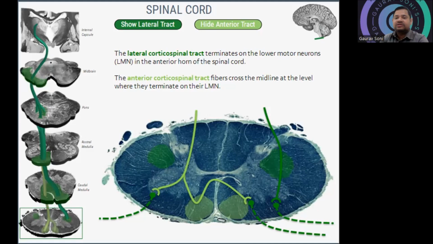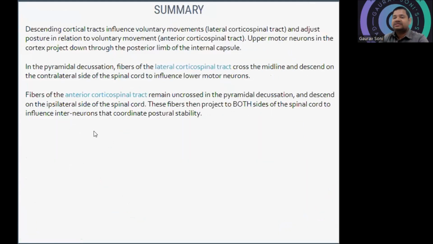So at the end, we can conclude that descending cortical tracts influence, first of all, the voluntary movements via the lateral corticospinal tract and adjust the posture in relation to voluntary movement via the anterior corticospinal tract. Upper motor neurons in the cortex project down through the posterior limb of the internal capsule. Then there will be pyramidal decussation. The fibers of the lateral corticospinal tract cross the midline and descend on the contralateral side of the spinal cord to influence the lower motor neuron. Fibers of the anterior corticospinal tract remain uncrossed in pyramidal decussation and descend on the ipsilateral side of the spinal cord.